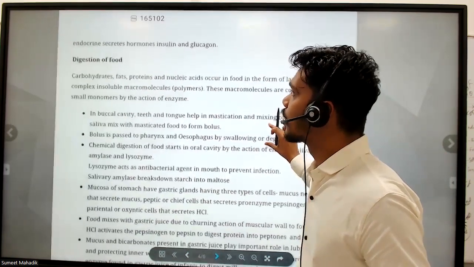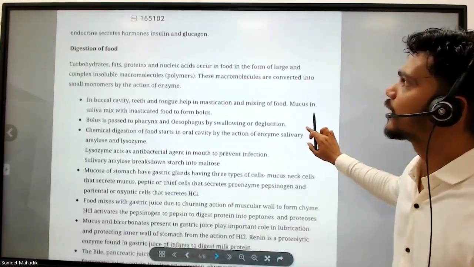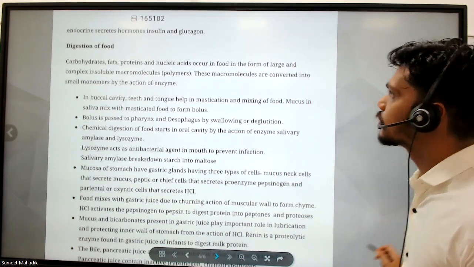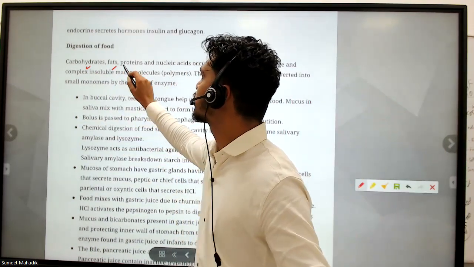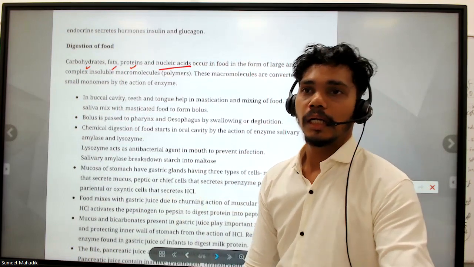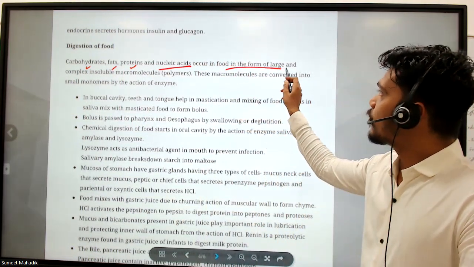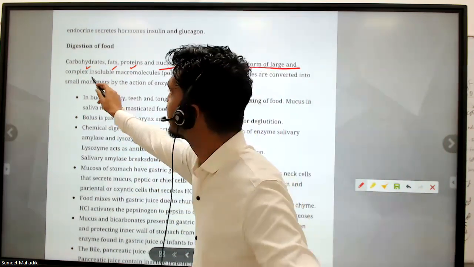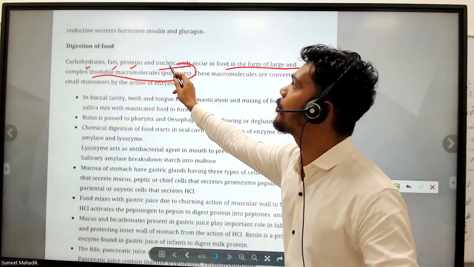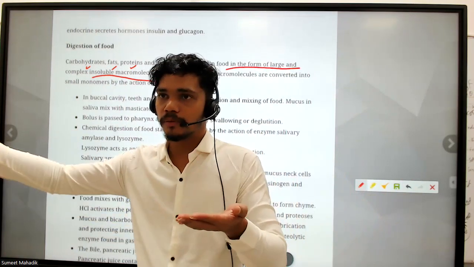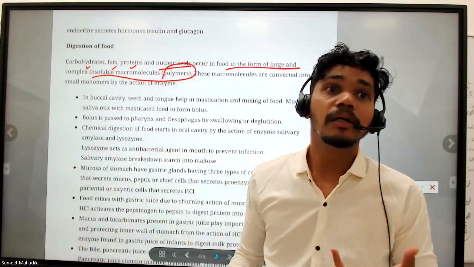Now, digestion of the food: carbohydrates, fats, proteins, and nucleic acids. From where do we get nucleic acids? We know carbohydrates will be there, fats, proteins, and nucleic acids. Nucleic acids are from DNA. These occur in the food in the form of large, complex, insoluble macromolecules called polymers. Now we have polymers, and we have to break the polymers to make monomers.